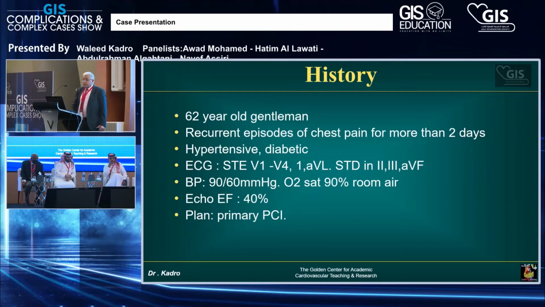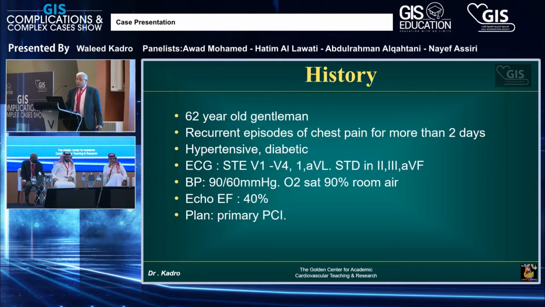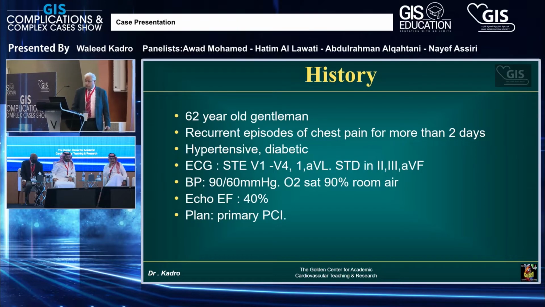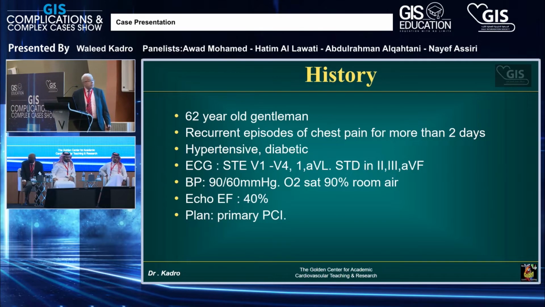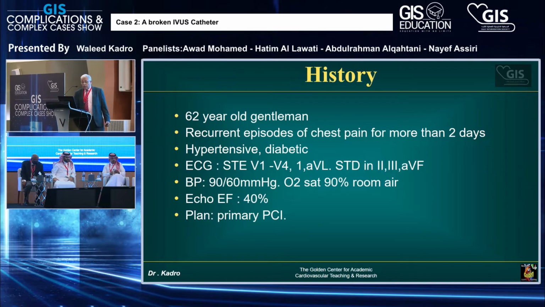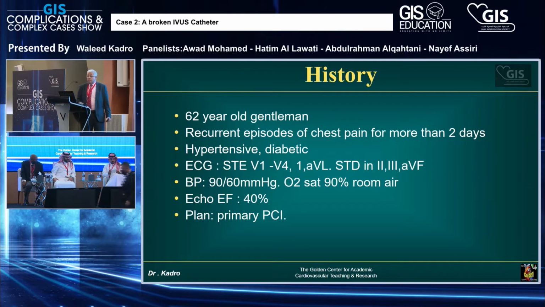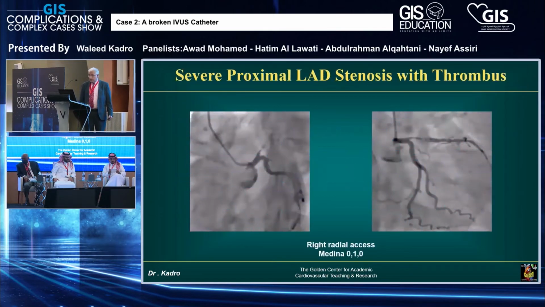So I'm presenting a case of a 62-year-old gentleman with recurrent episodes of chest pain for more than 2 days. He's hypertensive, diabetic. His ECG showed ST elevation in V1 to V4 and aVL, with reciprocal changes in the inferior leads. His blood pressure was borderline, 90/60, with reasonable O2 sat. The quick echo showed an ejection fraction of 40% with anterior hypokinesis, and the plan was to do primary PCI.